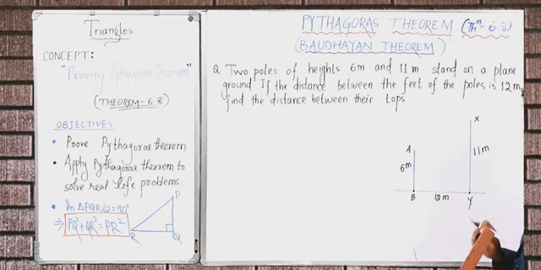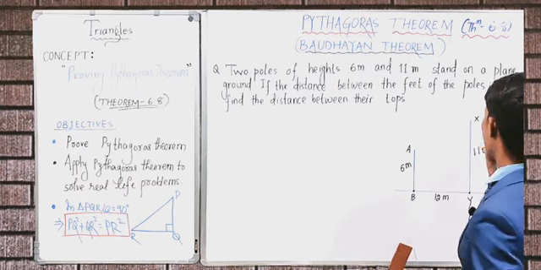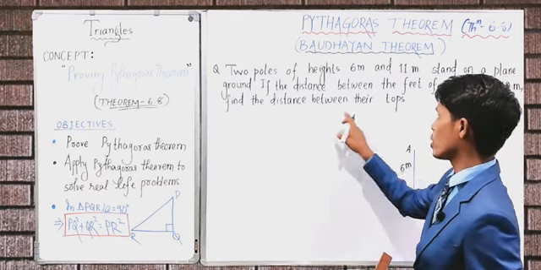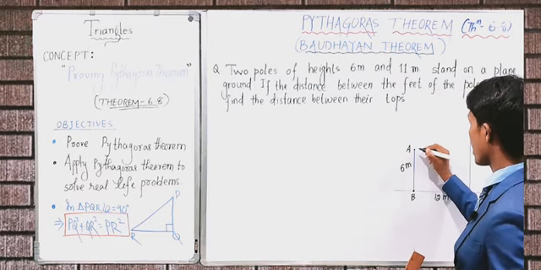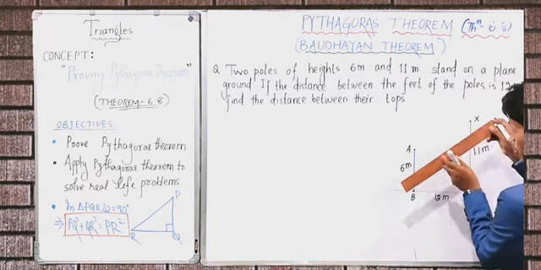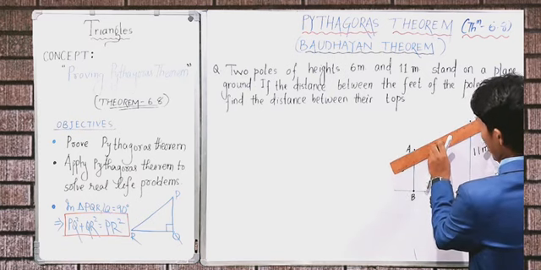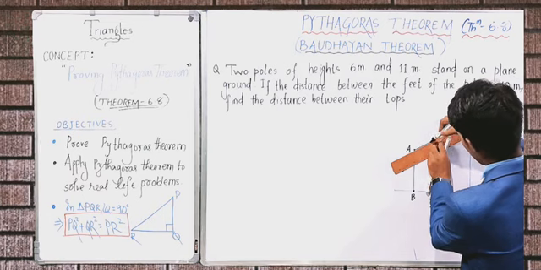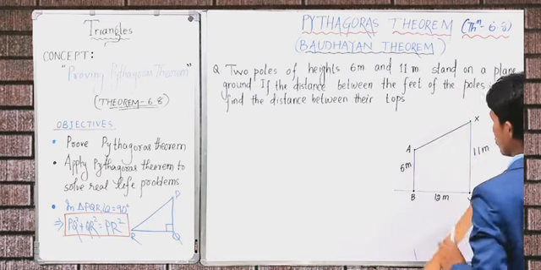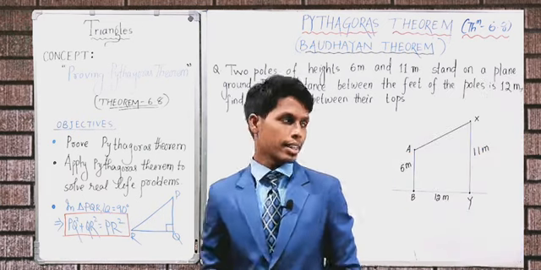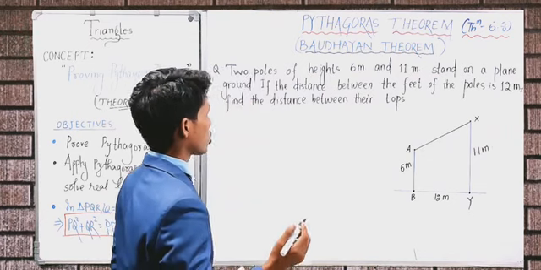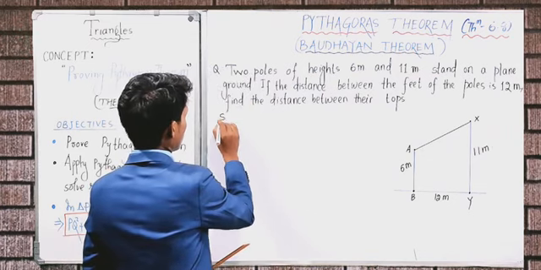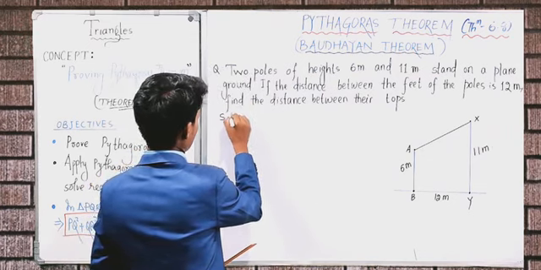It is given BY is 12 meter. Then what is asked? It is just find the distance between their tops. The top is A and X. So you have to find out the distance AX. We need to find out the distance AX. So how will we find out? So before going to the solution, let's write the given part.